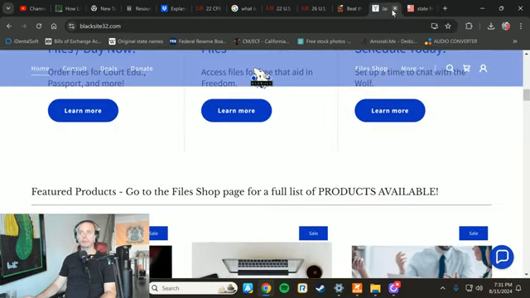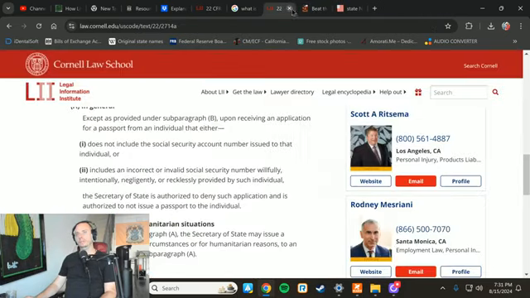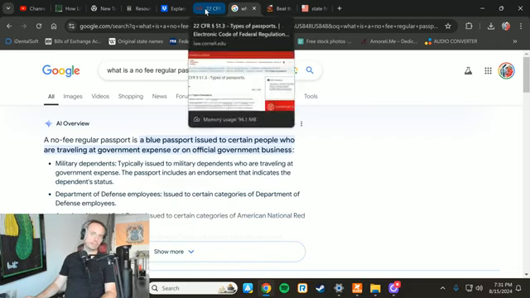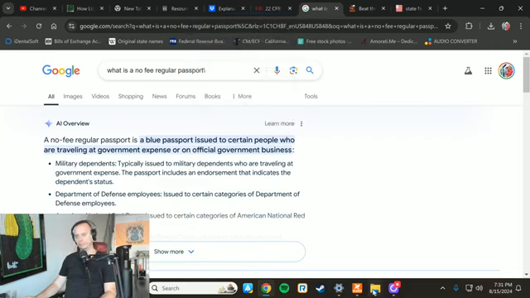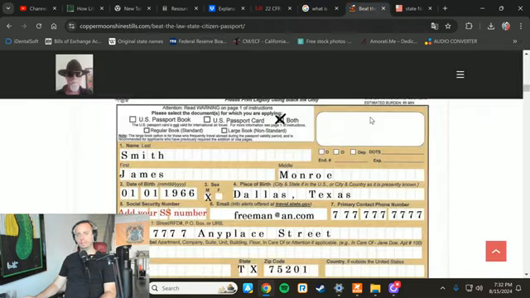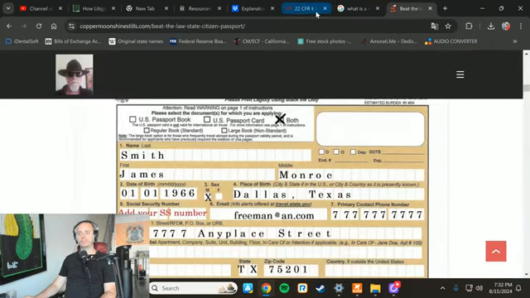Okay. Let me close out a couple of these. At the top of the passport, real quick, they're talking about the no-fee regular. We're going to talk about that in a second. It's a blue passport issued to people who are traveling at government expense. You're probably not going to be qualified for the no-fee regular, so we're not going to get into that, but I just wanted to show you that.